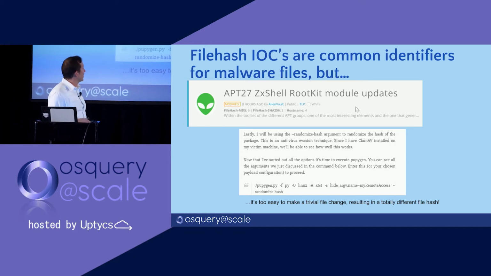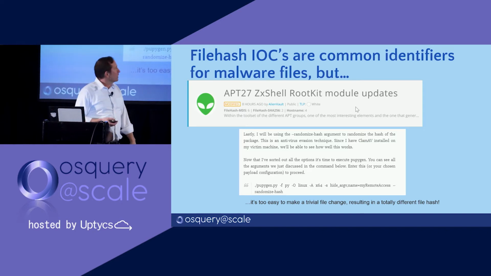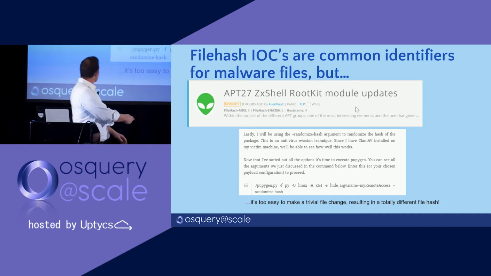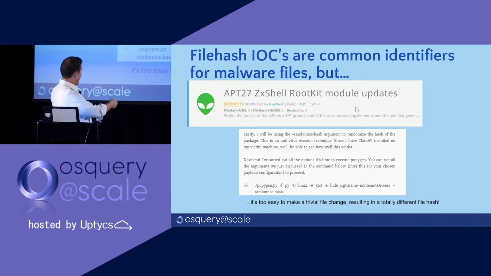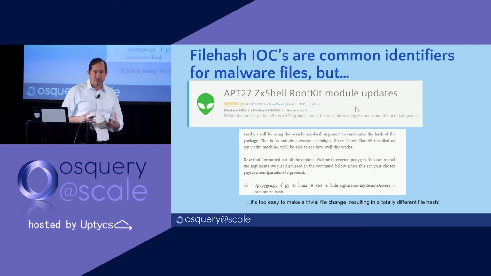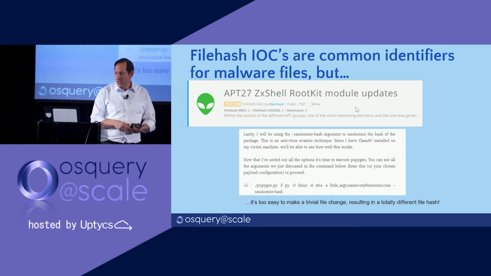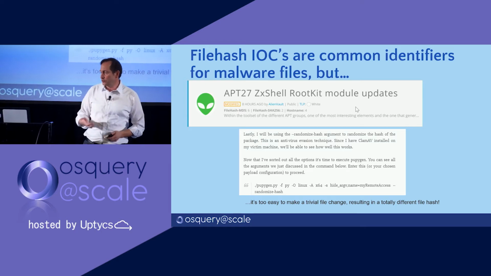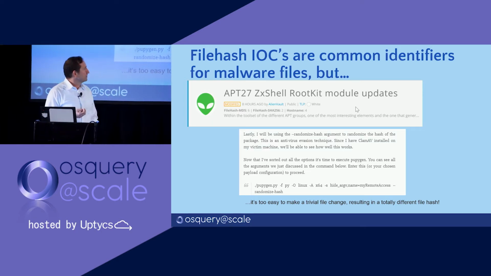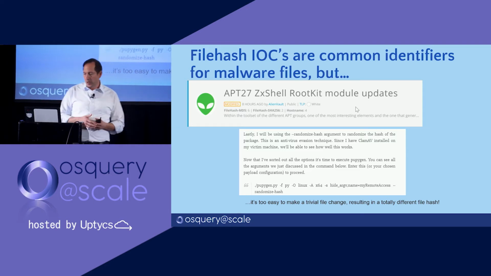And here's an example of a remote access Trojan that blue teams and red teams can use, and it comes with an option here to basically randomize the hash. So it's very easy to change a hash. So YARA is a great solution to be able to come up with a signature for files that's much more resilient to change.